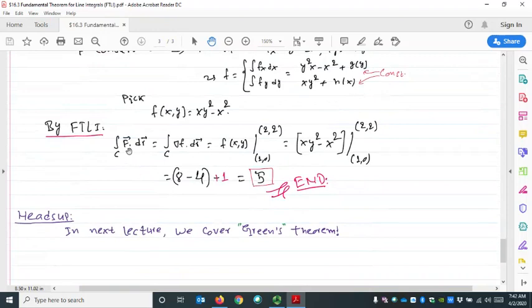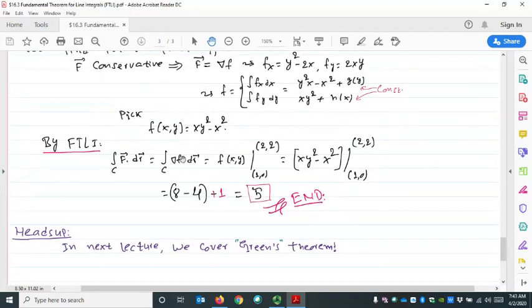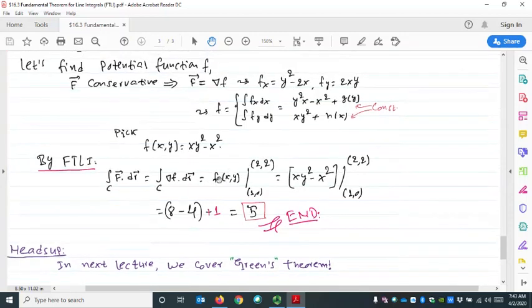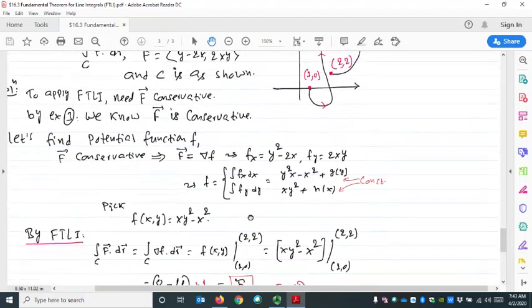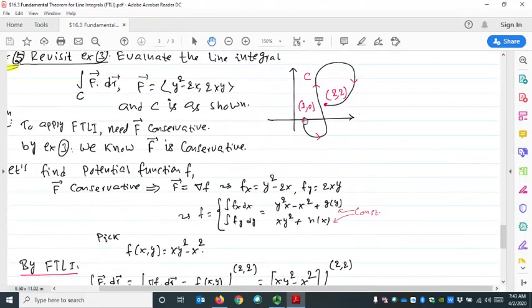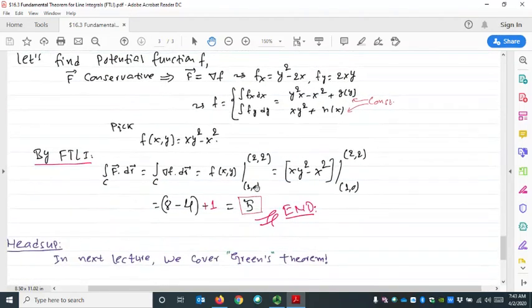Then the line integral of vector field F over C equals the line integral of gradient f over C, which equals the potential function evaluated at the endpoint minus the starting point. This is the potential function we found, going from (1, 0) to (2, 2). Let me go back here. (1, 0) is our initial point, (2, 2) is our terminal point for this curve. So this equals the function x y squared minus x squared, evaluated from (1, 0) to (2, 2).